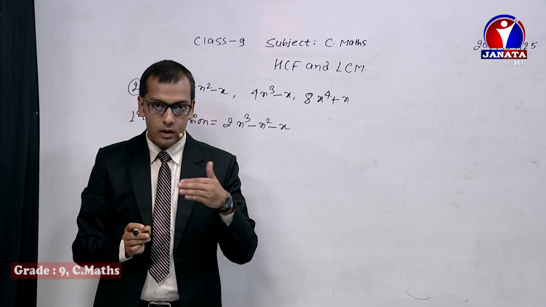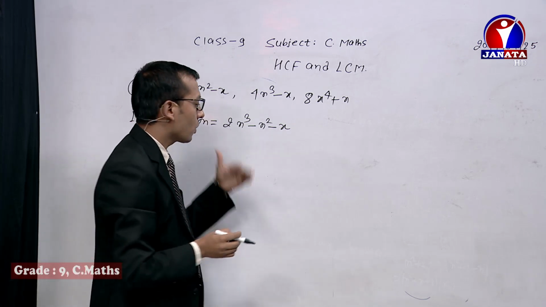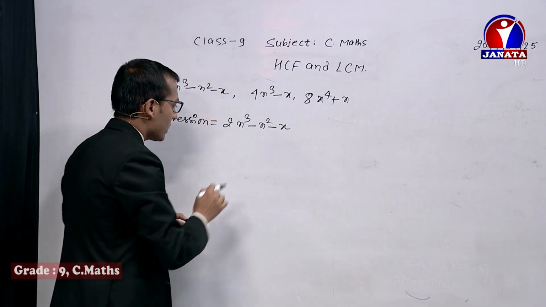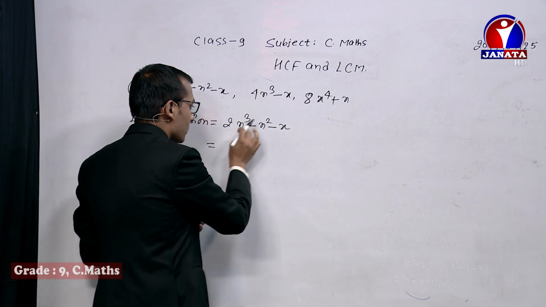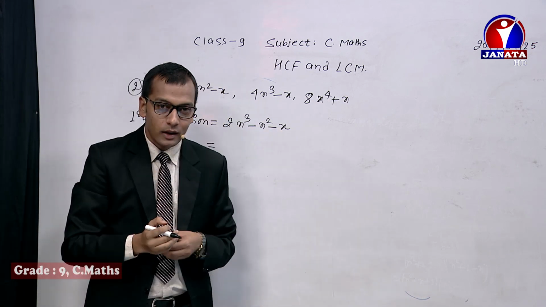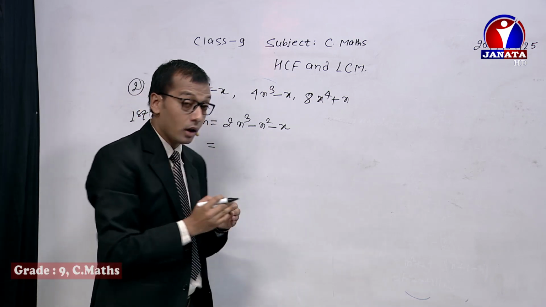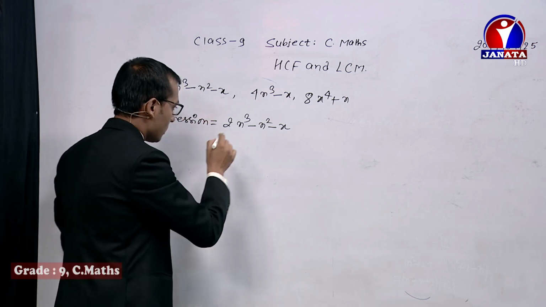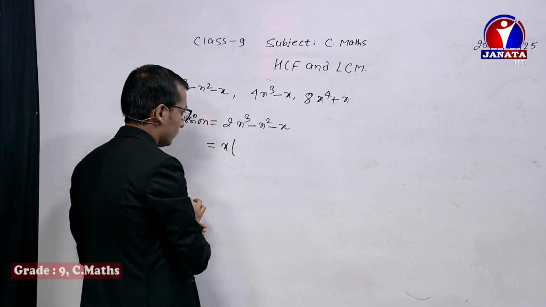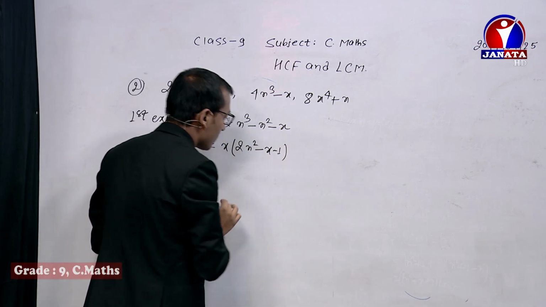In the first step of factorization, we need to find common factors from all the terms if there is any. So let's see in the first, second and third term of this first expression what is common. Is there any factor common to all three terms? Yes, x is common. So let's take x common. Now what are the remaining terms? 2x square minus x minus 1.